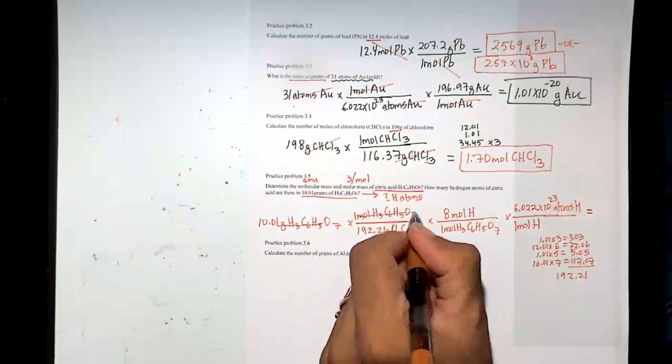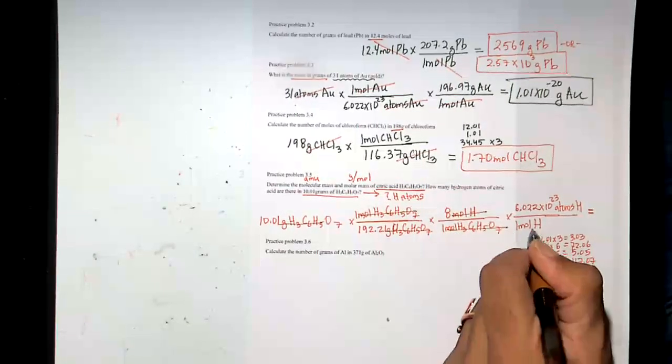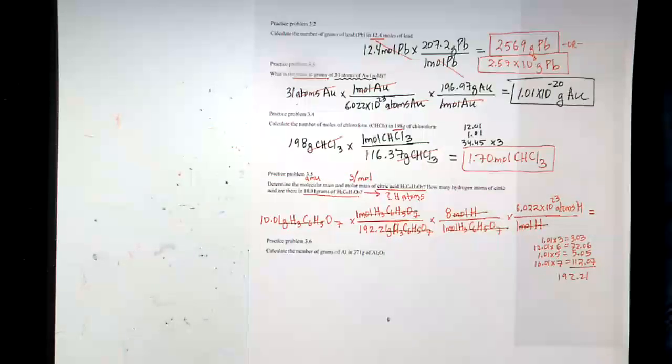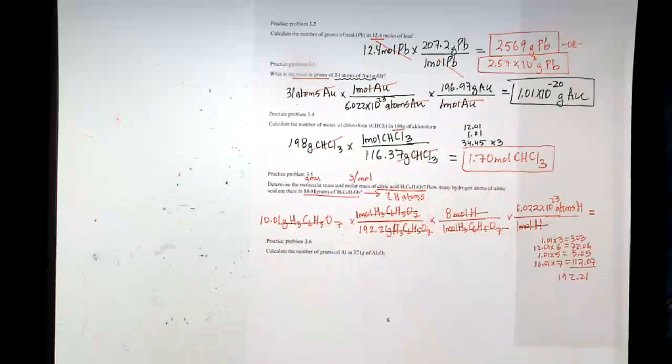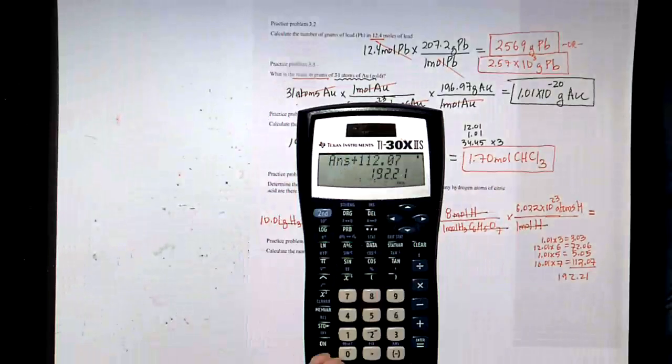Okay, so the grams cancel. The moles cancel. Moles of H cancels out with moles of H. And what are we left with? We are left with atoms of hydrogen. See how everything nicely cancels out?